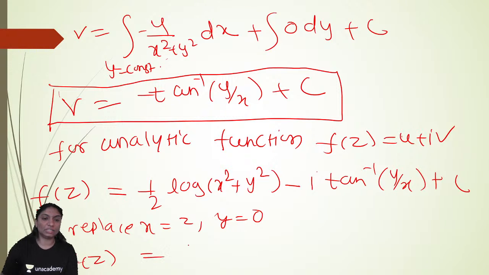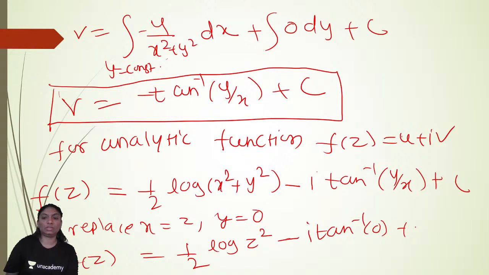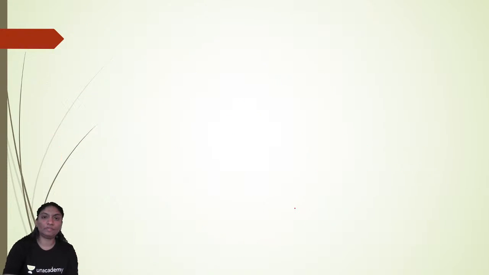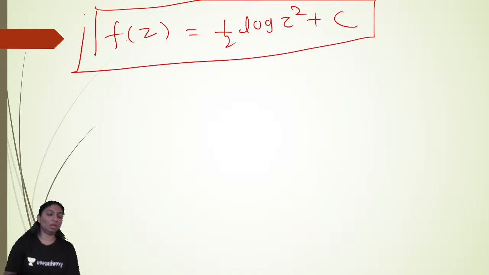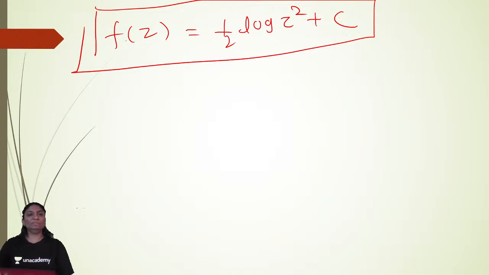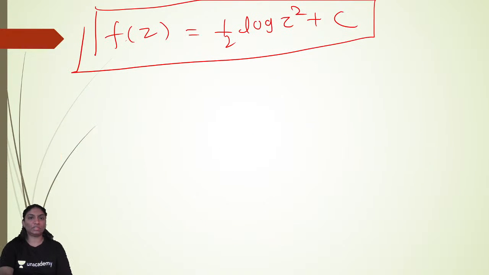We will get f of z is equal to 1 by 2 log of z square minus i into tan inverse of y by x, that is tan inverse 0, plus c. So ultimately your f of z is equal to 1 by 2 log z square plus c. This is your f of z. When u is given, then find out v and write down the function f of z. So f of z is equal to 1 by 2 log z square plus c.